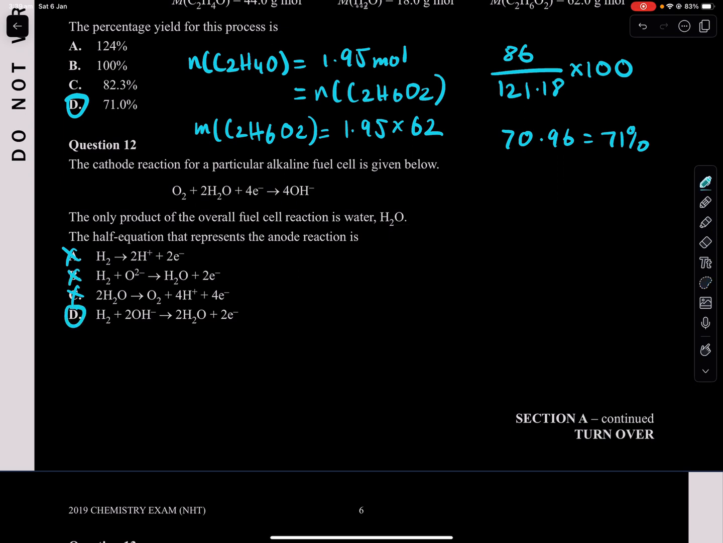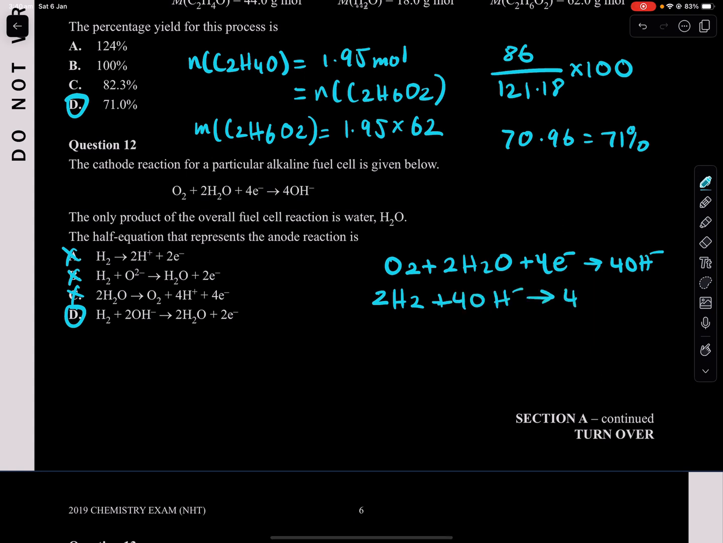And let's check. Let's redraw this. So O2 plus 2H2 plus 4 electrons go to 4OH minus. So imagine multiplying this whole by 2, so we make the electrons equal to each other. So H2 to OH minus. Sorry, 4. What am I doing? So that's a 2 here, plus 4OH minus goes to 4H2O plus 4 electrons.